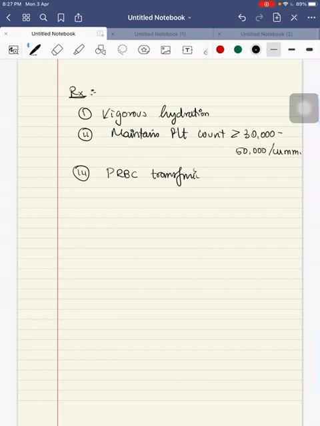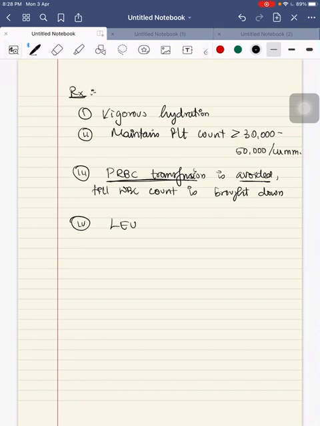Third, PRBC, that is packed red blood cell transfusion, is typically avoided. This PRBC transfusion is avoided till the WBC count is brought down, since if you give a PRBC transfusion when a child has hyperleukocytosis, it can increase the viscosity. So PRBC transfusion is avoided.